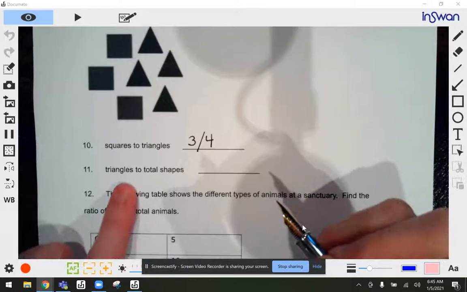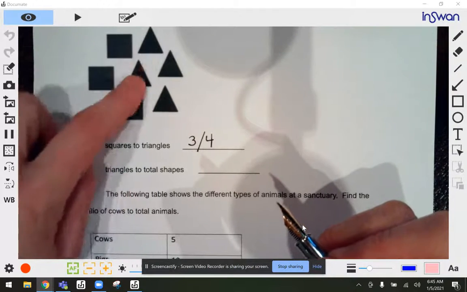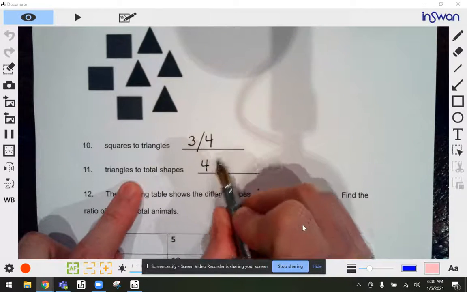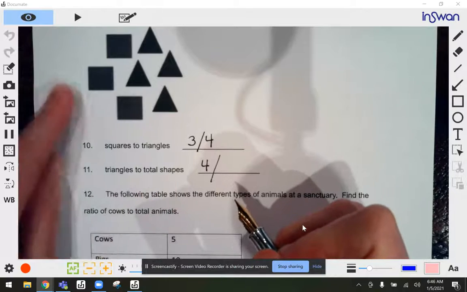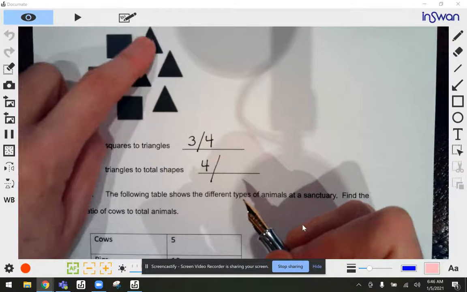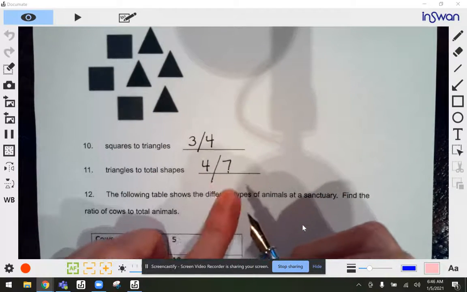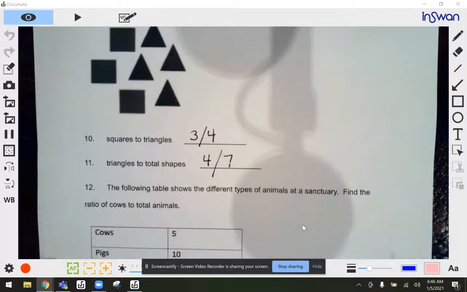Now here is a part to whole ratio. We have the part, the triangles, 1, 2, 3, 4, to total shapes. Now you need to count all of them, including the triangles. So 1, 2, 3, 4, 5, 6, 7 all together. Okay, 4 sevenths can't be reduced any.